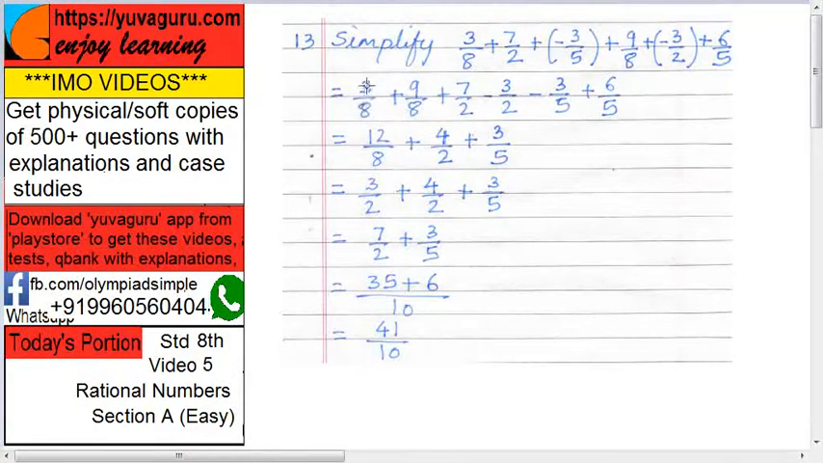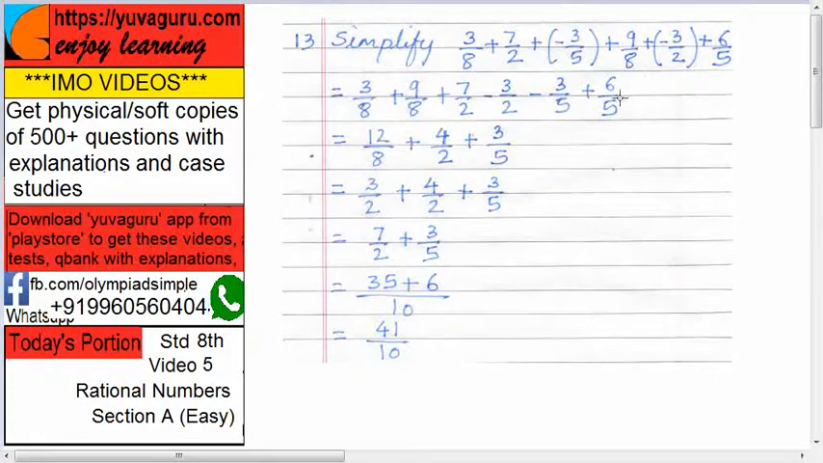So 3 by 8 plus, we'll regroup this. 8s on one side, 2s on one side, 5s on one side. So 3 by 8 plus 9 by 8 plus 7 by 2 minus 3 by 2. Now why this minus? Plus minus is minus. Okay, so it becomes minus 3 by 2. Then this minus 3 by 5, why minus? Plus minus is minus. So minus 3 by 5 plus 6 by 5.